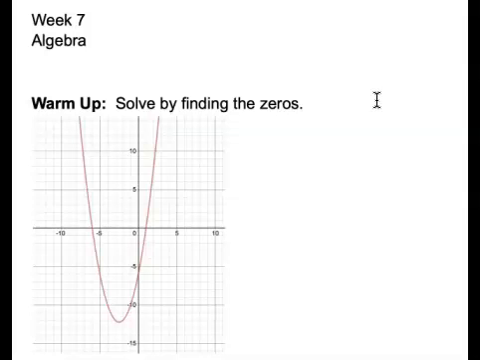So I want you to take a look at this graph and find the zeros. Go ahead and click pause and try this in your math notebook, and then when you're ready to check your work with mine, go ahead and click play.